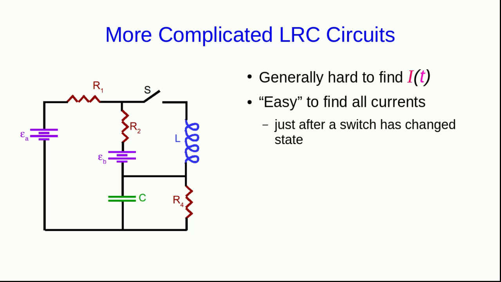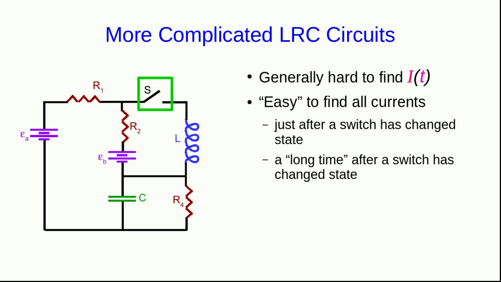One is just after a switch has changed state. So for example, in this circuit, just after we close this switch or just after we open this switch. And the other time when it's easy to find all the currents is when a switch has been open or closed for a very long time.